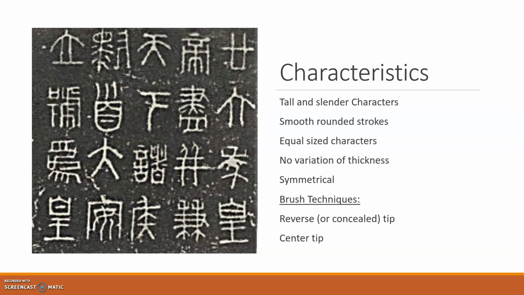As for the brush techniques used in seal script, you have the reverse or concealed tip. The way you do this is when you put your brush down on the paper, you go back and circle to cover your initial tip. This is to make the stroke look more smooth and rounded.